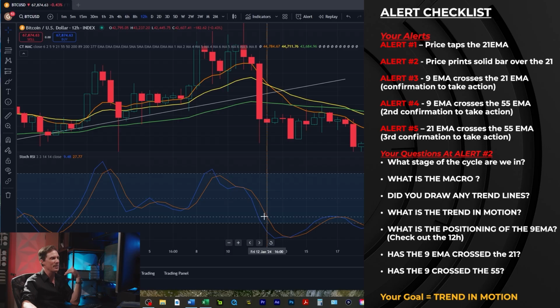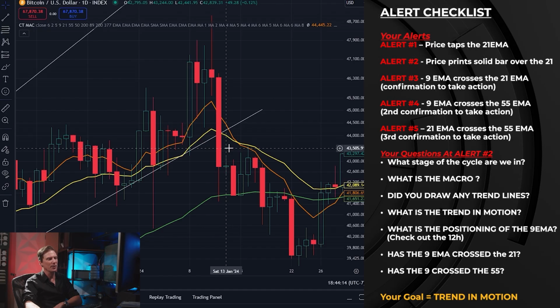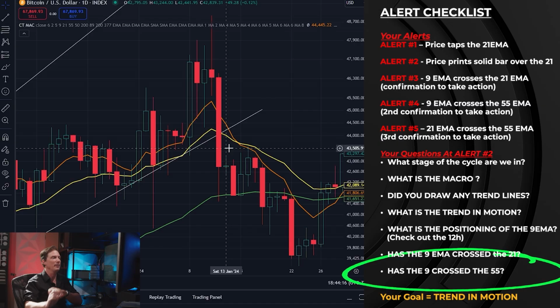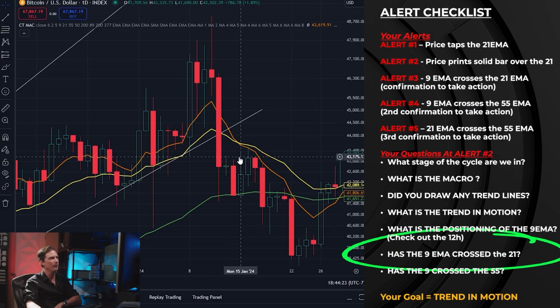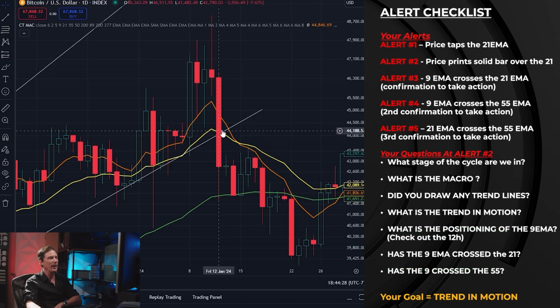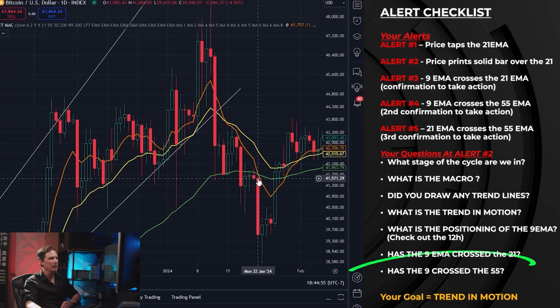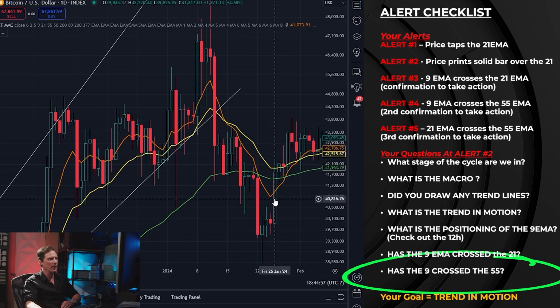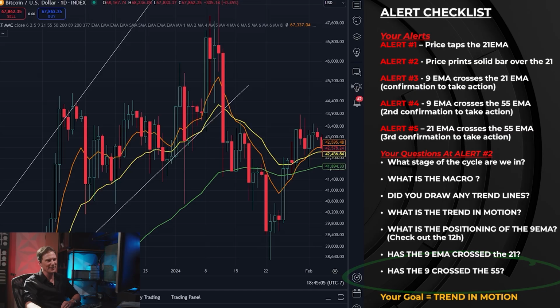So the 12-hour is positioned to the downside. That's another clue for us. And then we're also gonna ask ourselves, has the 9 crossed the 55? No, it has not crossed below the 55 yet, right? What happened 2 days later? Boom. The 9 did cross below the 21, okay? So we did have a little bit of some kind of a warning, right? And then eventually the 9 crosses below the 55, right? That's your guys' little checklist there, okay?